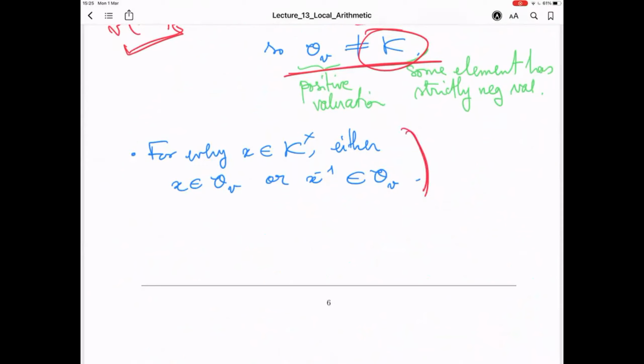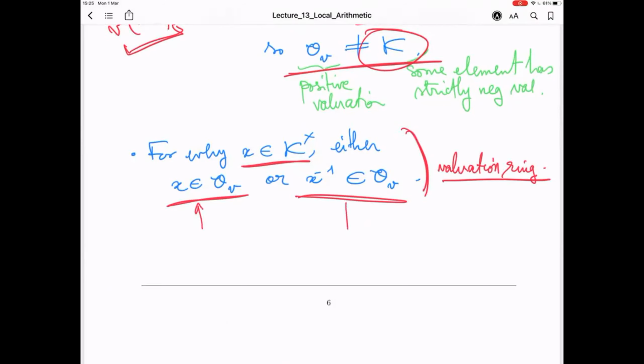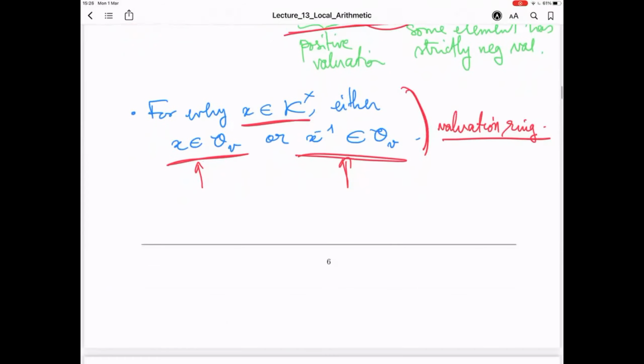Here is the thing which makes it a valuation ring. The assertion is that for every non-zero x in K, either x is in the valuation ring or its inverse is in the valuation ring. This is, in fact, more or less the defining property of what a valuation ring is. It's a subring of a field such that every non-zero element is either in the ring or its inverse is in the ring. Fine. So these properties are obvious.